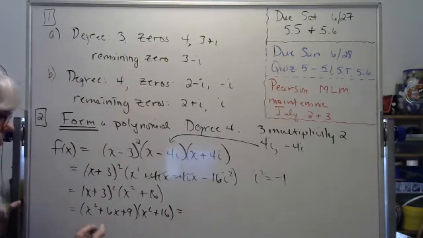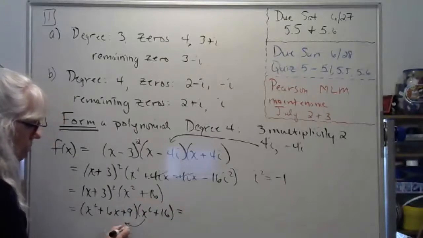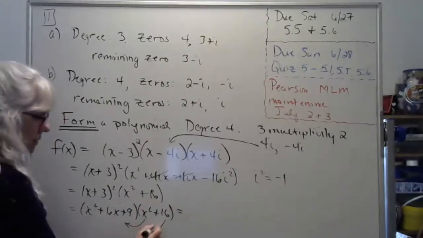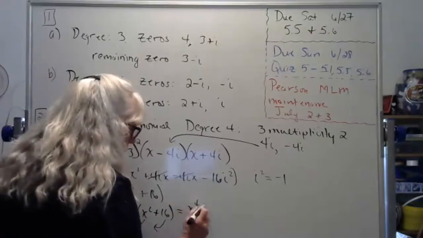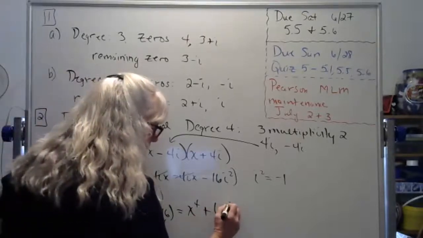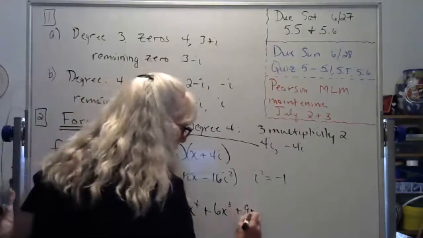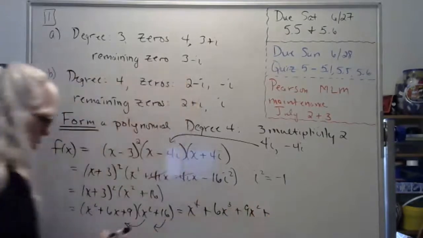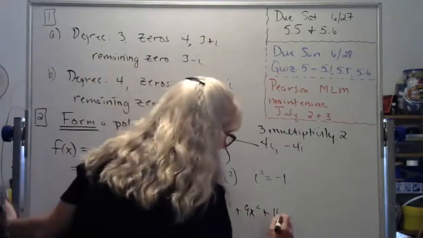What I'm going to do is distribute. So I'm going to take the x squared that's on the second set of parentheses and distribute it into all of these, and then I'll do the same thing with the 16. So x squared times x squared is x to the 4th. x squared times 6x is 6x cubed. The x squared times the 9 is going to give me a 9x squared. That's the x squared times each of the terms in the first one. Now we're going to multiply the 16 in. So 16 times x squared gives me a 16x squared.